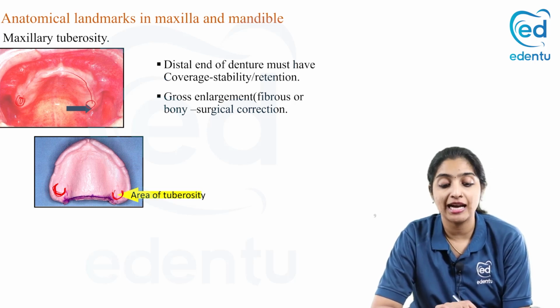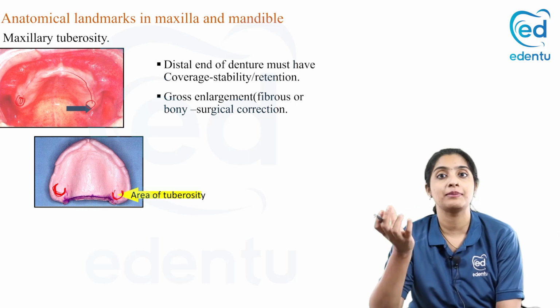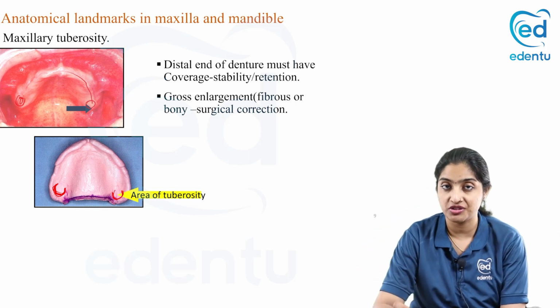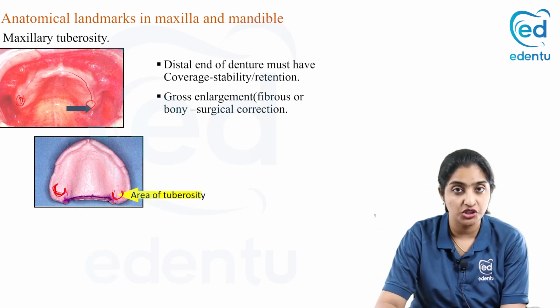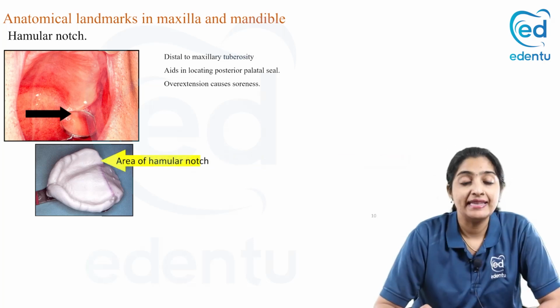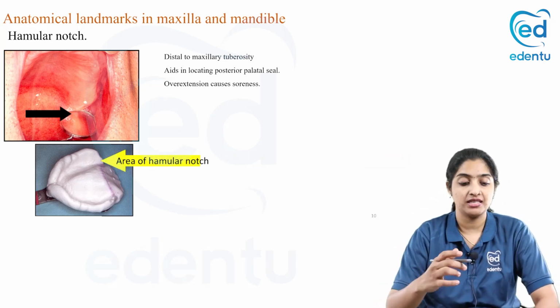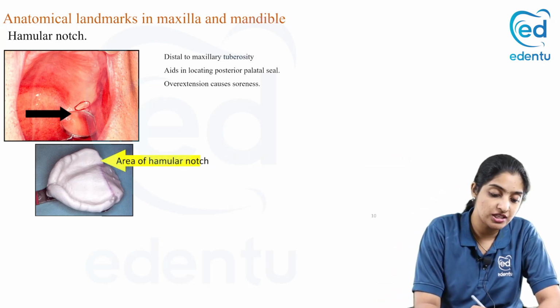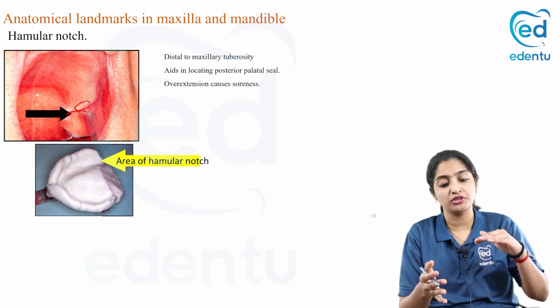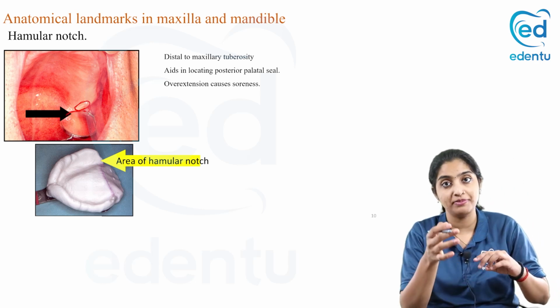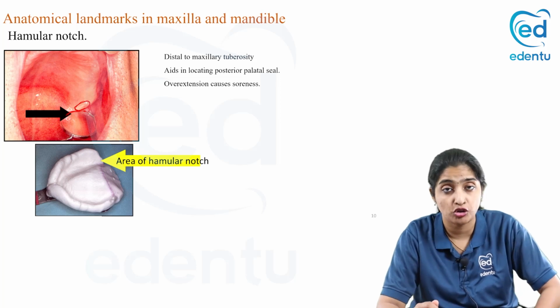Now, gross enlargement, if it is a bony or a fibrous enlargement of the maxillary tuberosity, should undergo surgical correction. The area distal to the maxillary tuberosity, so this is the maxillary tuberosity, and the area where the mouth mirror is lying, which is distal to the maxillary tuberosity, a dip there, is called the hamular notch.